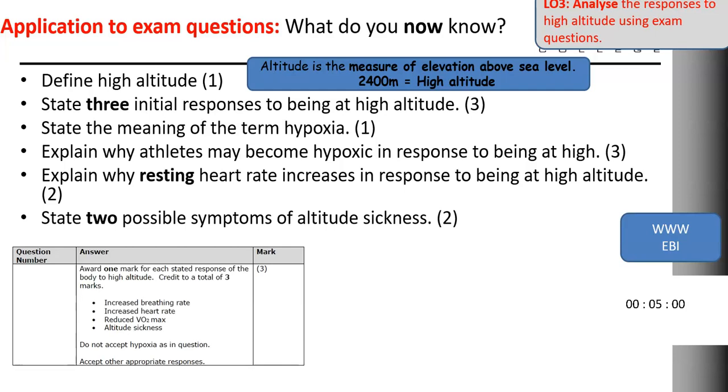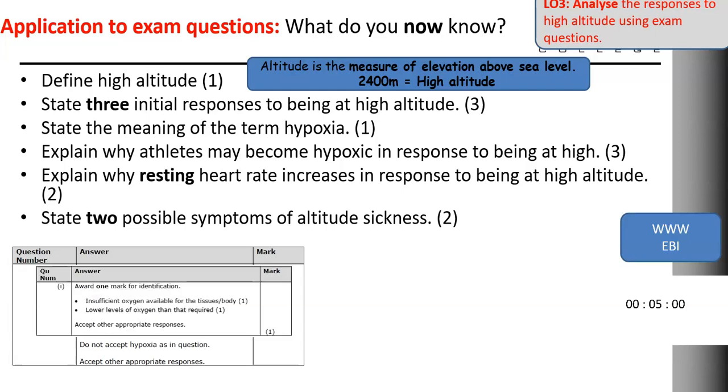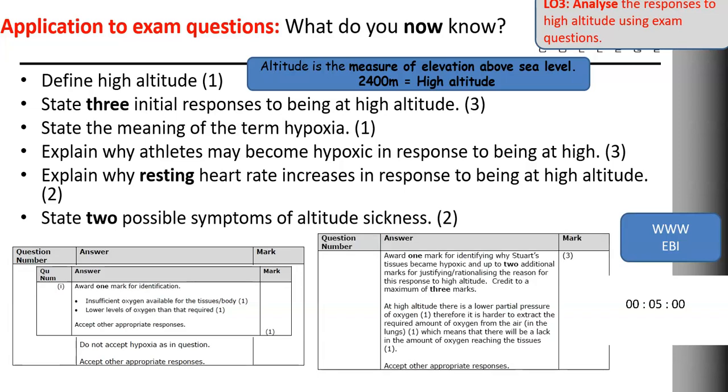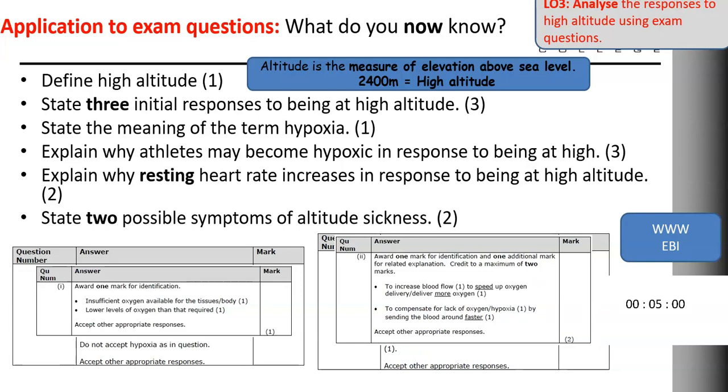Okay, state the meaning of the term hypoxia. We're looking for insufficient oxygen available or lower levels of oxygen than required. Explain why athletes may become hypoxic in response. At high altitudes, lower partial pressure of oxygen, therefore harder to extract oxygen from the air, which means there'll be a lack in the amount of oxygen reaching the tissues. So why does resting heart rate increase in response? To increase blood flow, to speed up delivery of oxygen, okay?